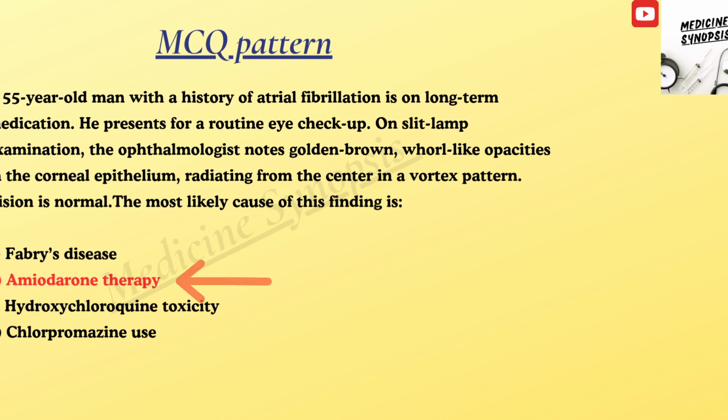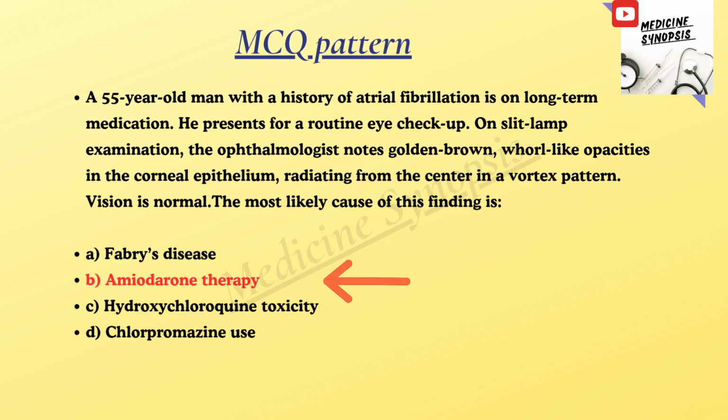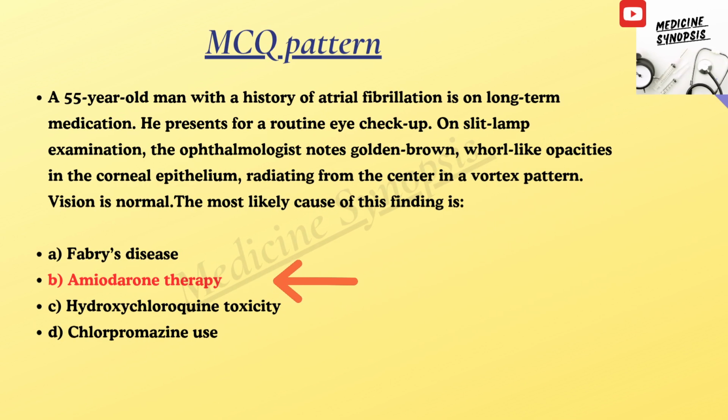The correct answer is amiodarone therapy, because in the question they have mentioned the history of atrial fibrillation and the patient is on long-term medication, which is amiodarone. Amiodarone deposits in the basal epithelial cells of the cornea, creating a characteristic whorl or vortex pattern. Importantly, this finding is reversible if the drug is stopped.